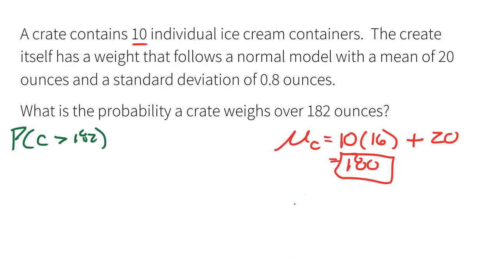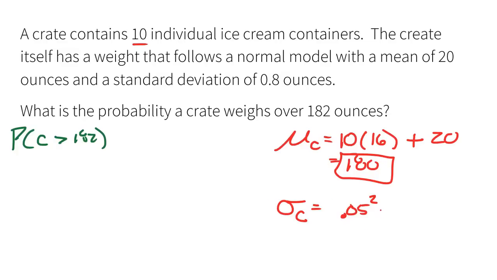But again, every ice cream container can deviate. Even the crate could deviate. So I got to think about my standard deviation. Now, number one rule is you're not allowed to add standard deviations. You are allowed to add variance. So the variance for each container of ice cream, as mentioned in the previous question, is 0.05 squared. Now, again, variance is just standard deviation squared. So all I got to do is put a square on there. You don't even have to do the math. Just put that little square there.